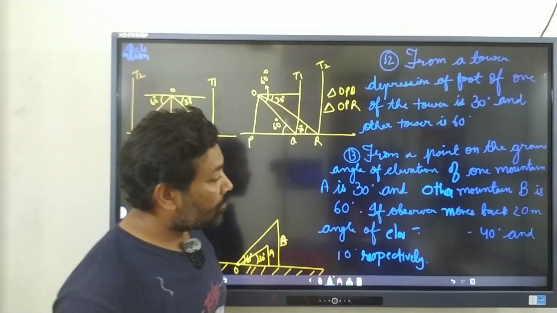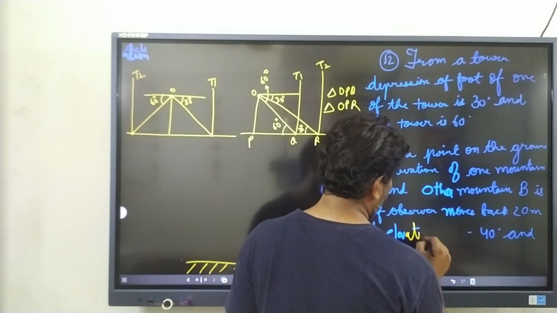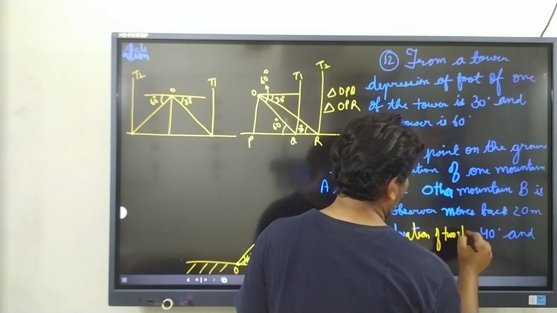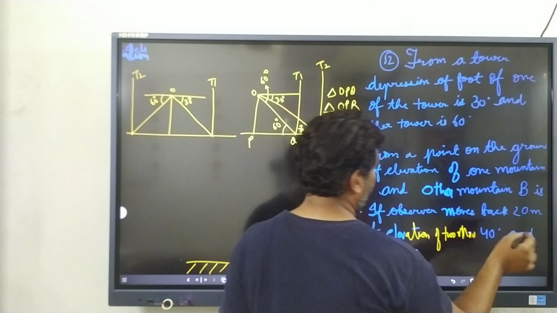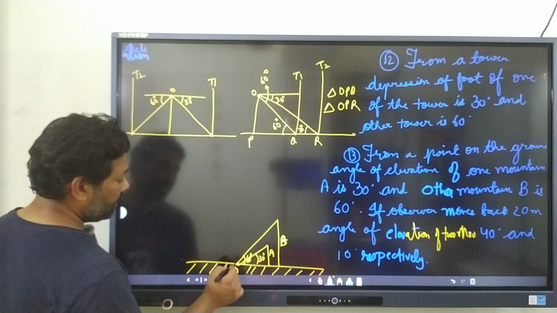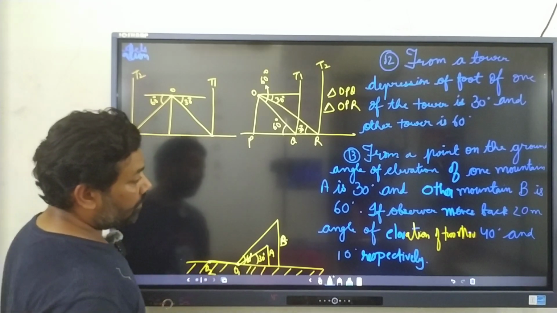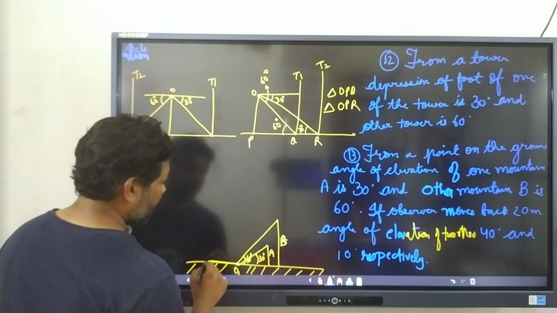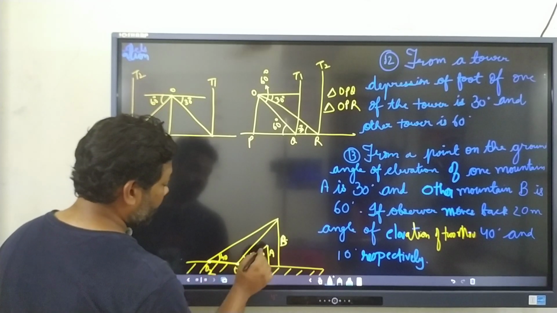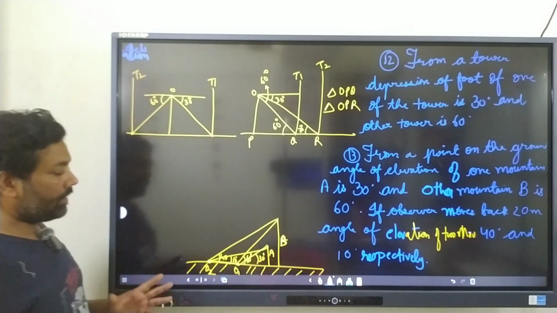Let's read further. If the observer moves back 20 meter, the angles of elevation of the two mountains are 40 degree and 10 degree. So if the observer is moving back 20 meters, from here he has moved to the new position O2, from O1 to O2. So now for B the angle of elevation is 40 degree and for A the angle of elevation is 10 degree. See, I have drawn quite a rough drawing.